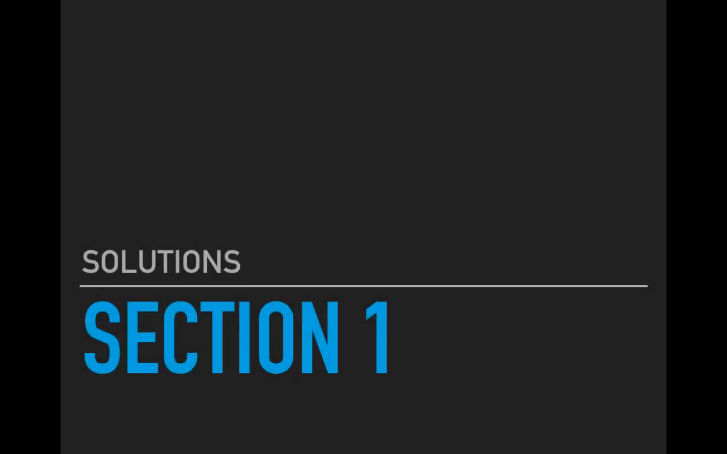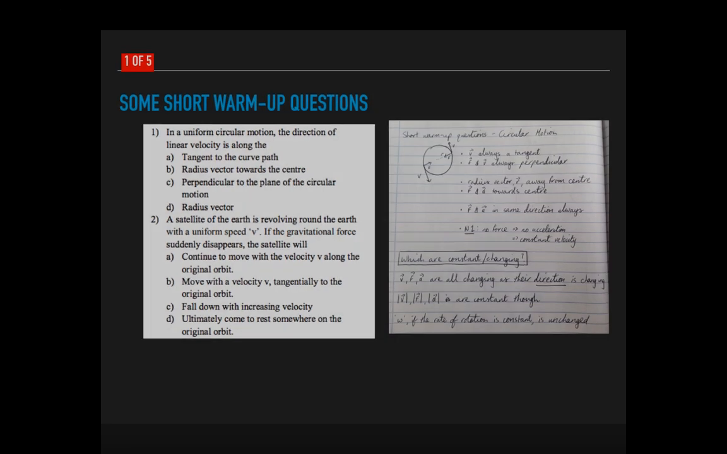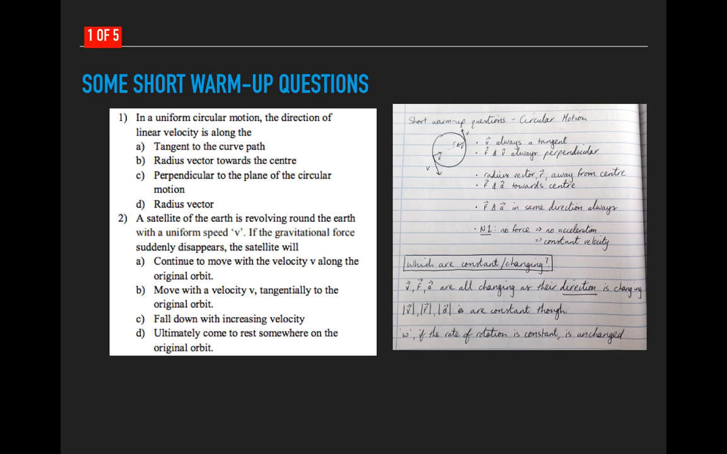This is the first set of solutions. So the short warm-up questions. Now if you look at the right-hand side, we've got a diagram of circular motion. The velocity vector, so v with the arrow over it, is always a tangent. The force, the centripetal force, and the linear velocity are always perpendicular. These are things to remember.